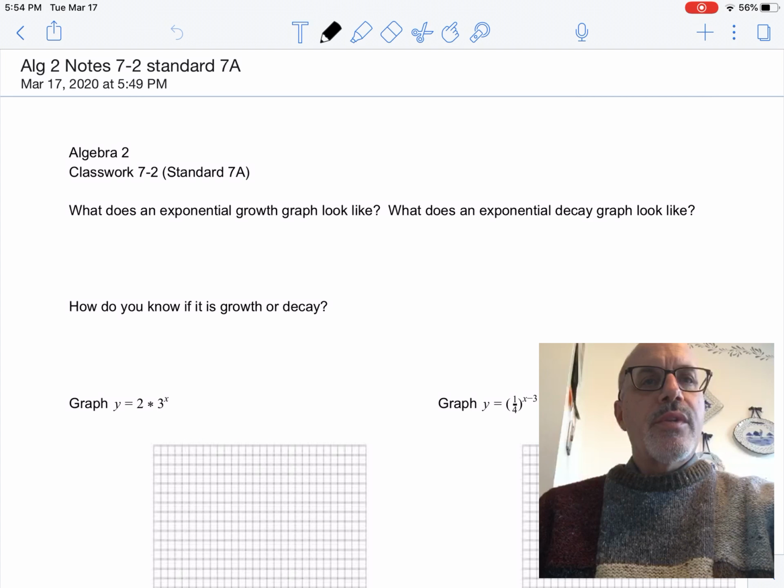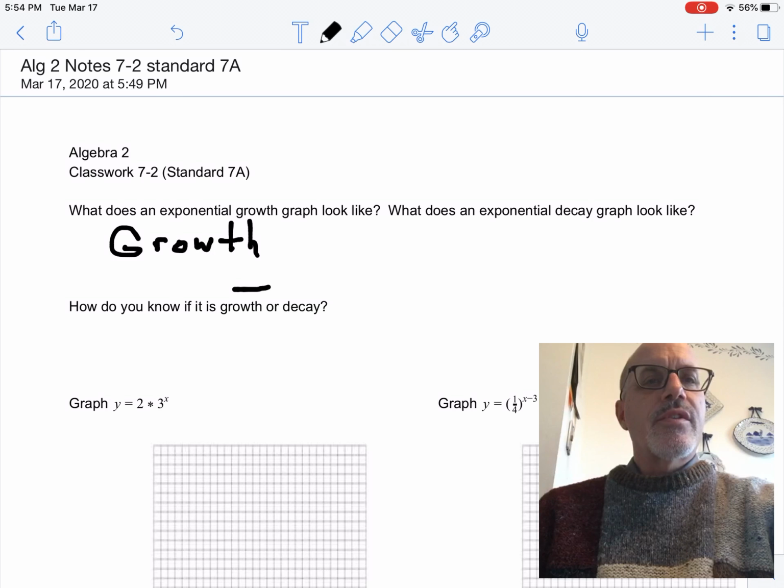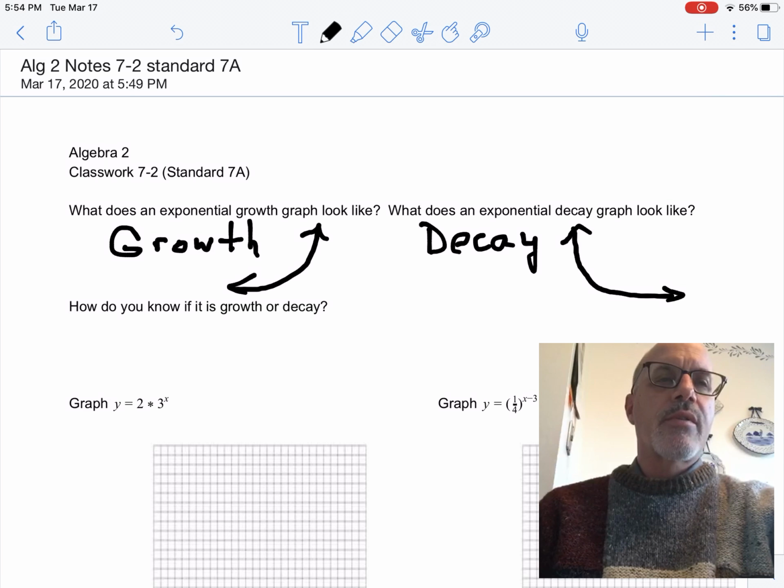Let's go through this standard and talk about the growth and decay. First of all, for growth, the graph starts very slow and then goes really fast in the upward direction. Whereas with decay, it instead will start from a very fast upward direction, but then slow down and get very close to the asymptote, but not cross the asymptote.